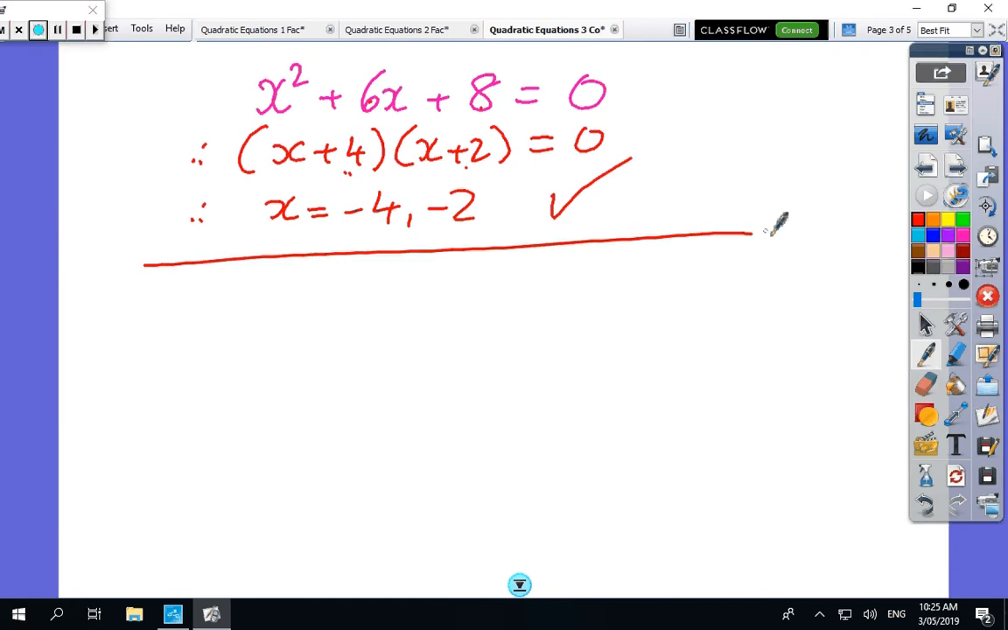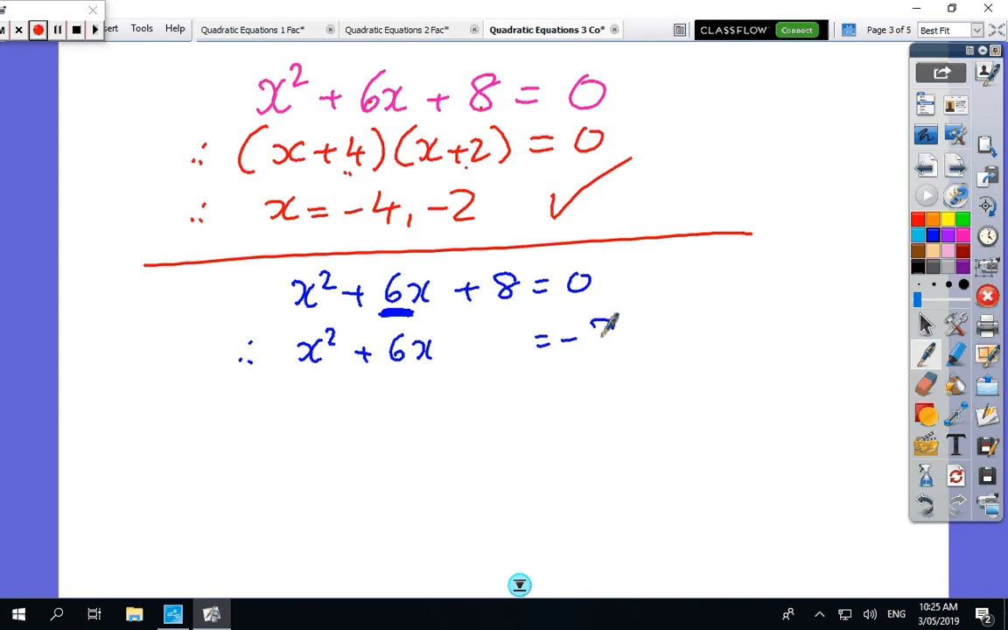But in the completing the square technique, x squared plus 6x plus 8 equals 0, the bracket is going to be determined by the 6x. The 8's not going to be important. So this is the way I would like to show it to you. We've got x squared plus 6x equals minus 8. Just move the 8 across the other side. So that is still the same equation.